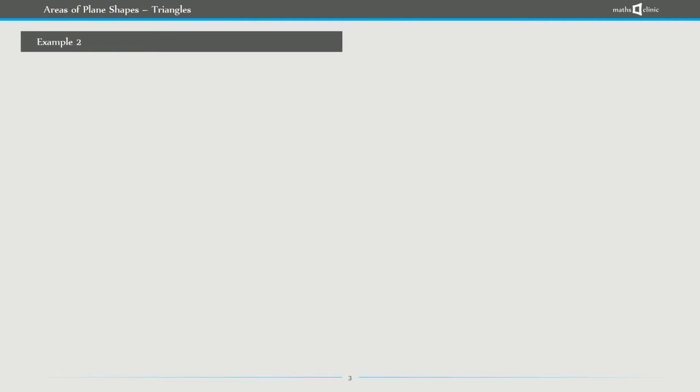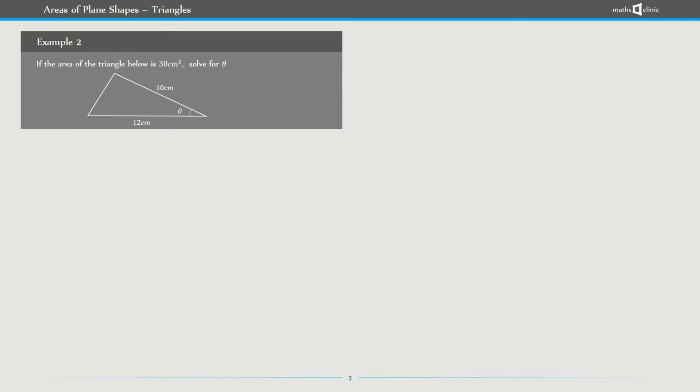Now example 2. And example 2 says, okay, this one looks interesting. It says if the area of the triangle below is 30 centimeters squared, solve for theta. In this case we've been given two sides and an angle. We've actually been given the area of the triangle, but we've been asked to solve for the angle. But in this case, we know that the triangle is working with two sides and an angle, i.e. we will need to make use of the second formula.